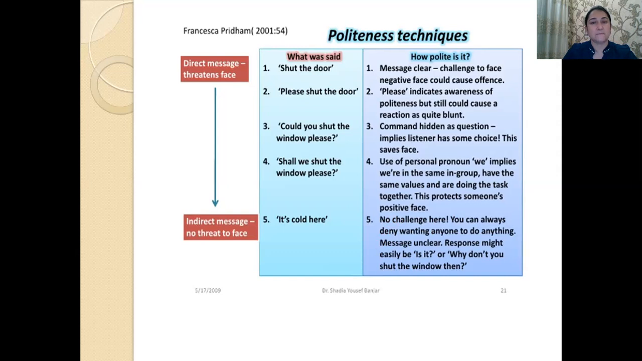This saves face. The next, shall we shut the window please? Use of the personal pronoun we implies we're in the same group, have the same values and are doing the task together. This protects someone's positive face. The next one, it's cold here. So it's not an imperative sentence, as you guessed. No change here. You can always deny wanting anyone to do anything. Message unclear. Response might easily be, is it? Or why don't you shut the window then?